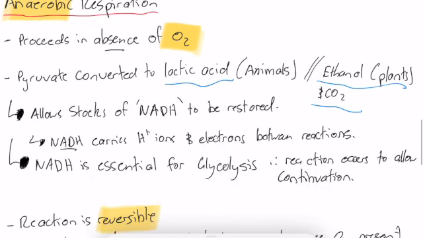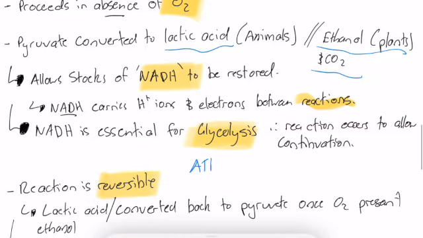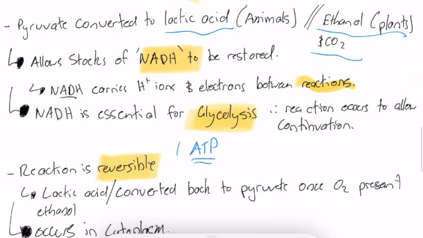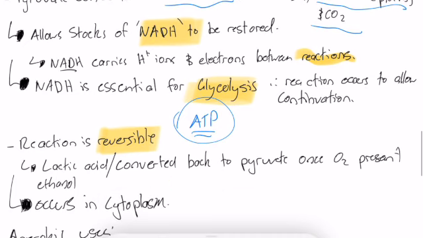Now, this pyruvate effectively allows stocks of NADH to be restored. Now, NADH effectively carries hydrogen ions and electrons between reactions, ultimately allowing that glycolysis to take place, which allows the continuation for that production of ATP. So, anaerobic respiration allows us to still get energy despite having that lack of oxygen.